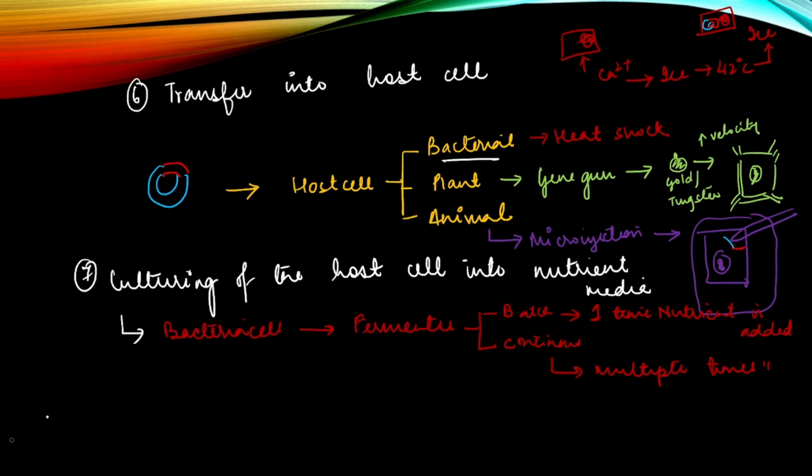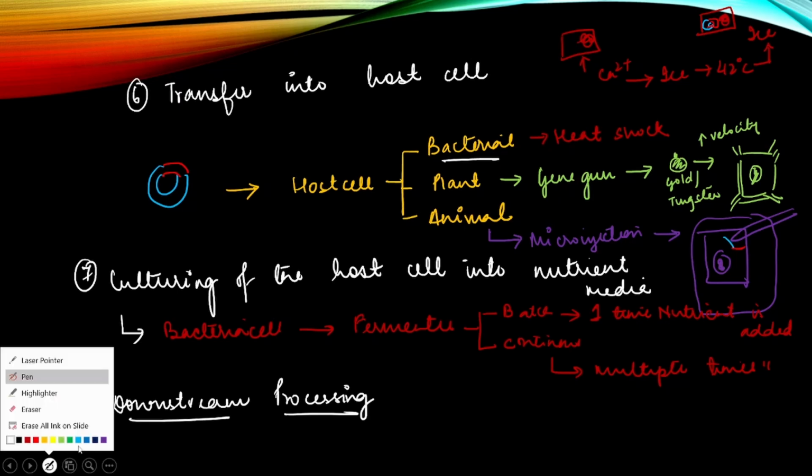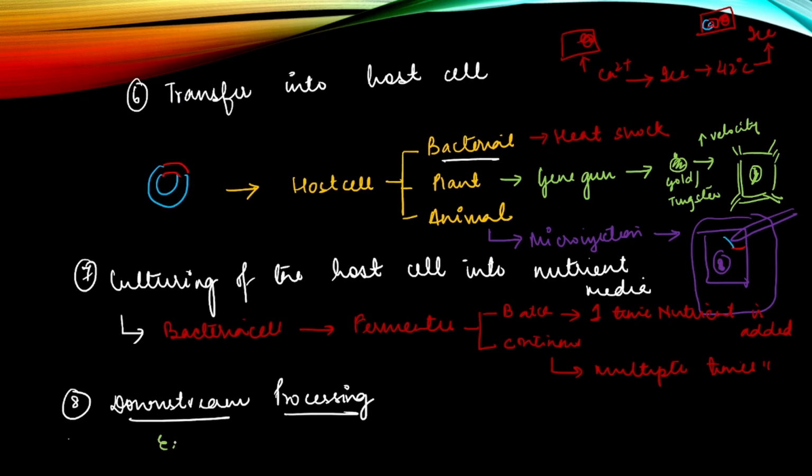And after that, what will happen? Once the cells keep on growing, what will we do? We will do the downstream processing. What is downstream processing? That is extraction of the product. It is extraction and isolation of the desired product.